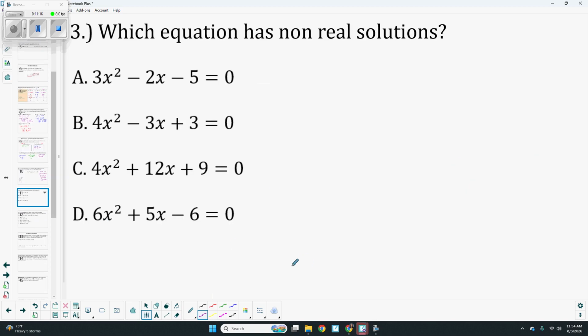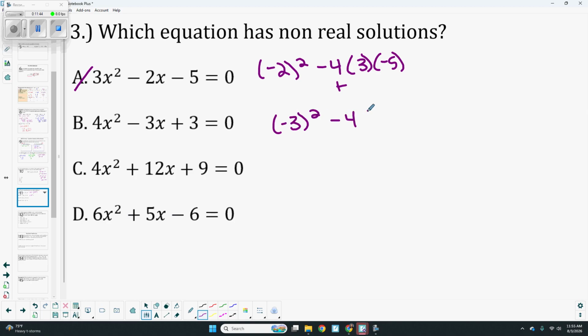For 3, which equation has non-real solutions? So which one has a discriminant that is negative? So here we don't really care again what the actual number of the discriminant is. We just care if it's going to be positive, negative, or 0. So if I did b squared minus 4ac, this is going to be a plus something. Positive plus a positive is going to be a positive, so that's out. For b, this is promising. We have a 9 minus something big, right? 16 times 3 is 48. So this is going to be negative. So that definitely has no real solutions.